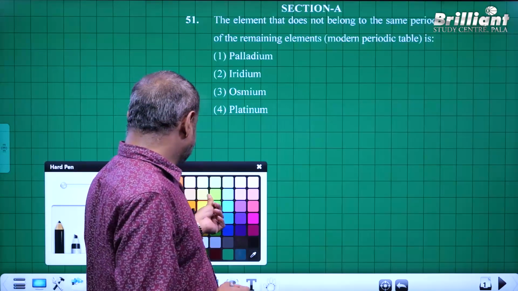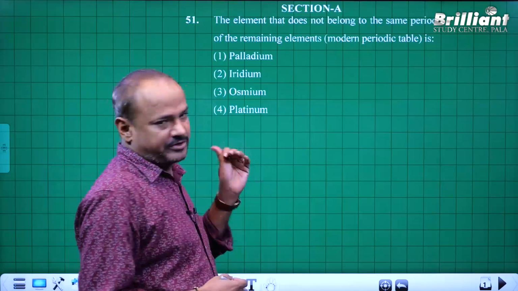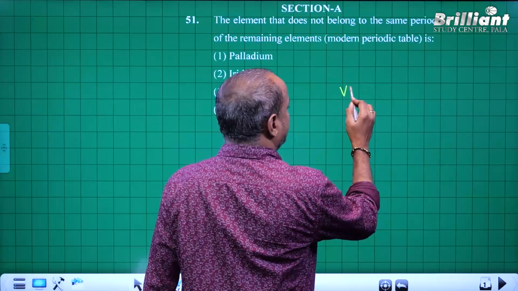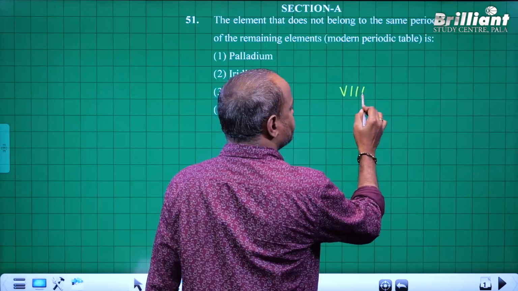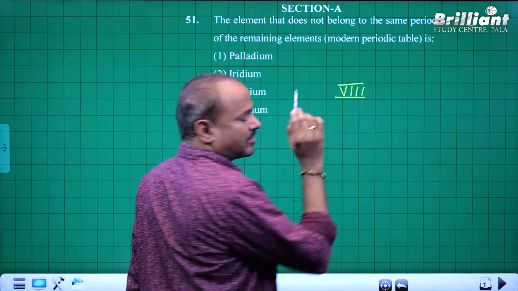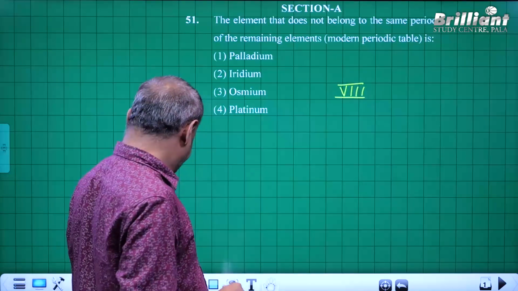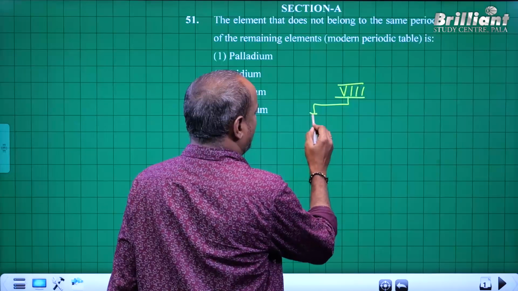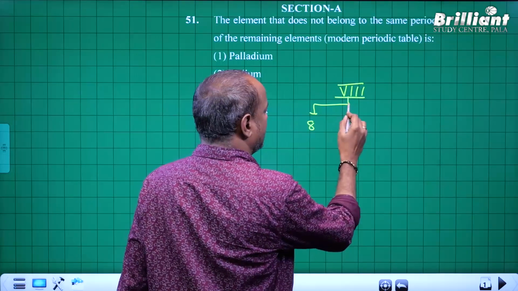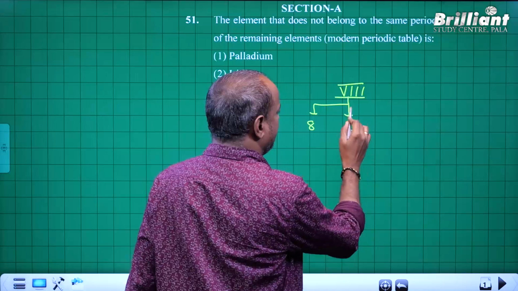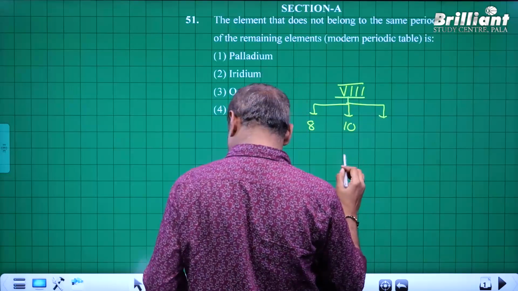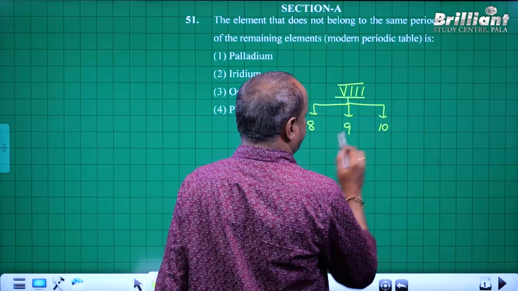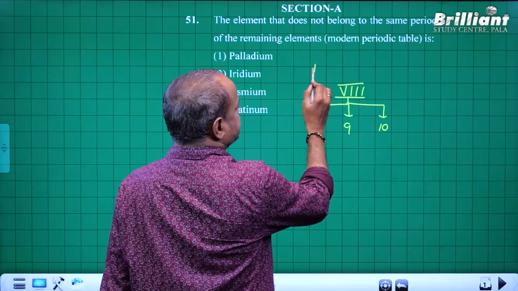In these d-block elements, the 8th group is an important one. That is the 8th group in the old system. Also in the case of Mendeleev's table, it is taken as, in the modern table, 8, 9, 10. That's what we call transitional triads.